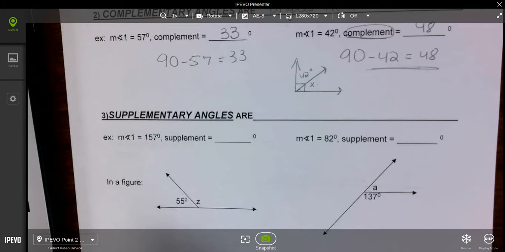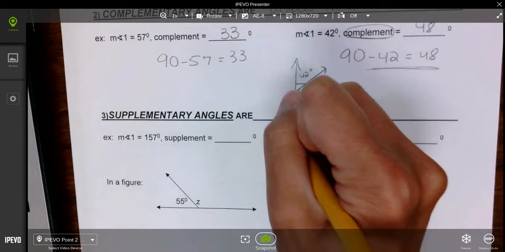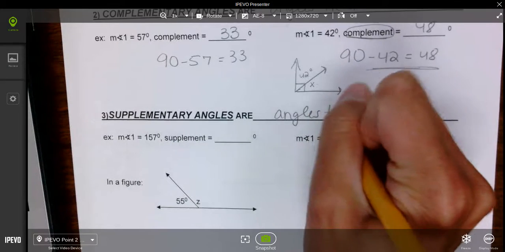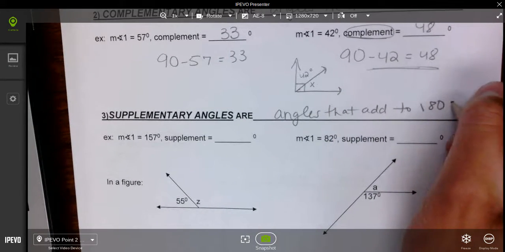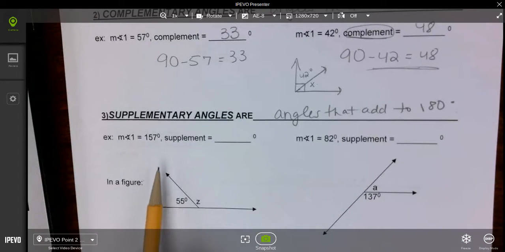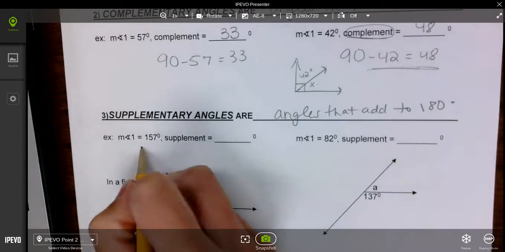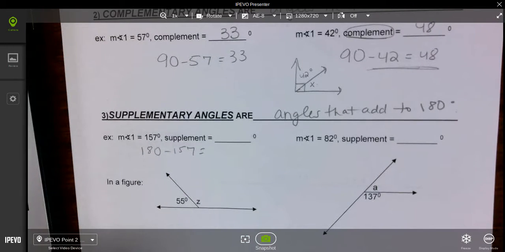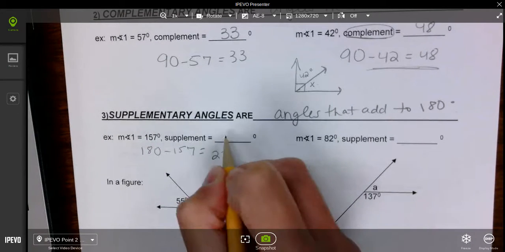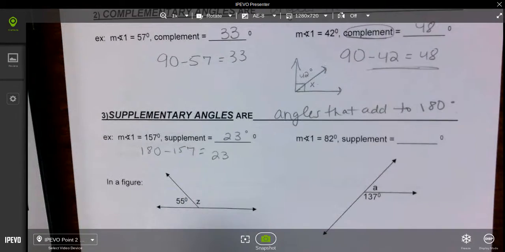The last definition we're going to go over today is supplementary angles, and these are angles that add to 180 degrees. So if I was given that one angle is 157 degrees, all I need to do is subtract it from 180 to get the remaining angle. So 180 minus 157 gives me 23 degrees. So my missing angle here would be 23 degrees.